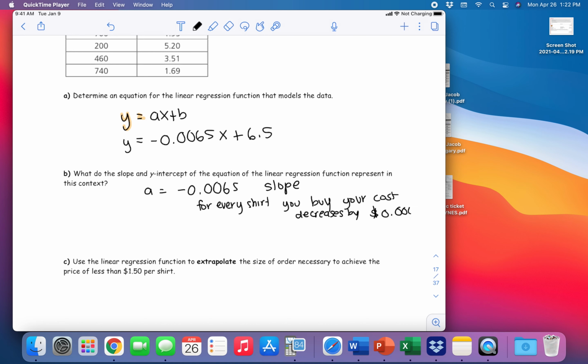By not even a cent. So every shirt that you buy, your cost will decrease by 0.0065.